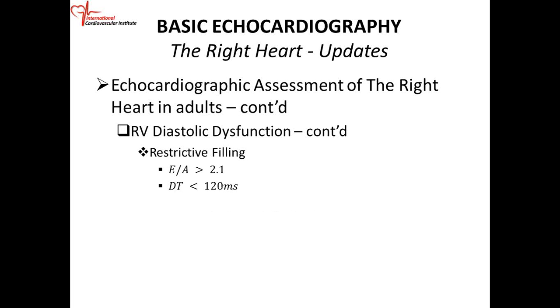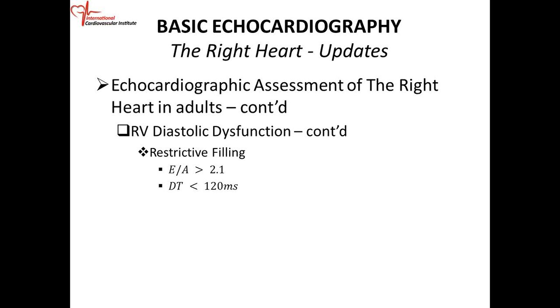Then we have restrictive filling. So this is a worse stage in diastolic dysfunction. When you have restrictive filling on the right side, the E to A ratio is greater than 2.1. Remember, on the left side, it's greater than 2. So on the right side, if the E to A ratio is greater than 2.1, and if your deceleration time is less than 120 milliseconds, then that's restrictive filling.